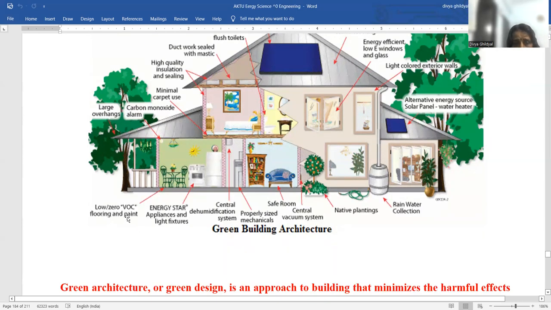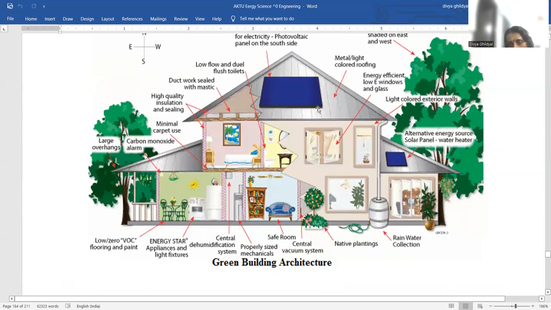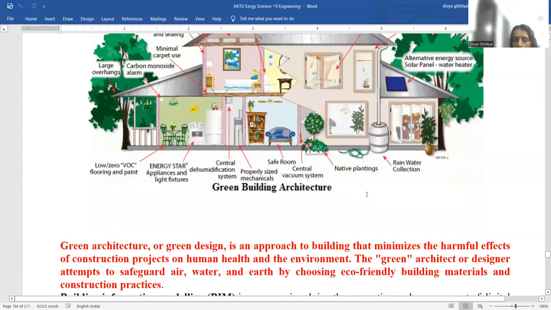Low or zero VOC flooring and paint. Flooring of the building has been done with certain new elements. So this way, just take an idea from this diagram. If you are not able to recall it in your final exam, then just pick up the important points from this diagram and try to show that if these things are incorporated while designing any building, either for residential or commercial purposes, it will be of great help.